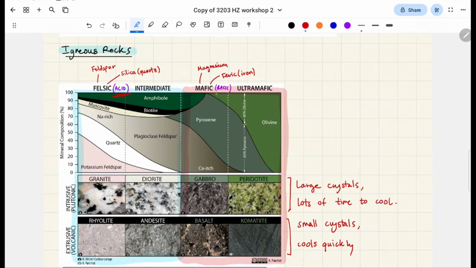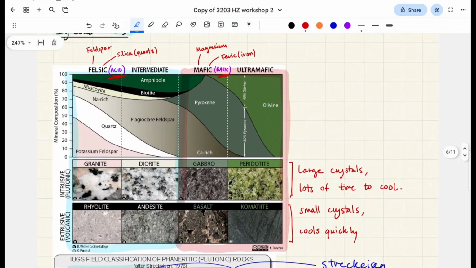You might see that in older diagrams, felsic is called acid, and mafic is called basic, but I wouldn't use those words. Essentially, with your intrusive and extrusive, they're also called plutonic and volcanic respectively.